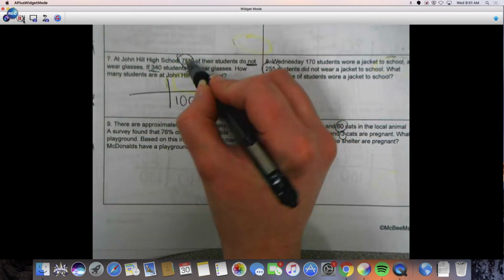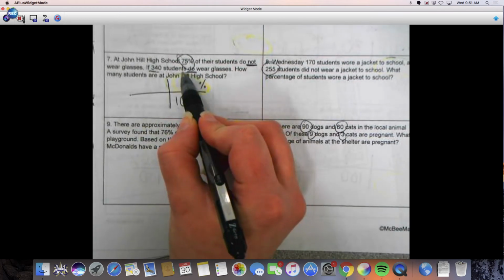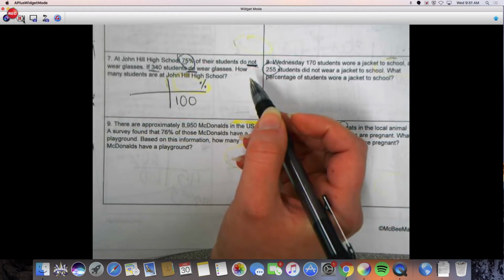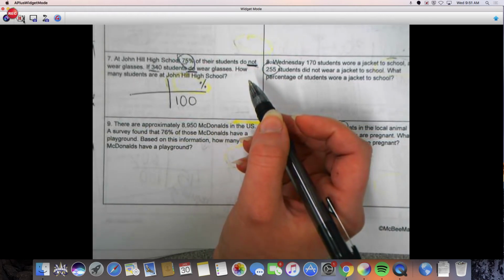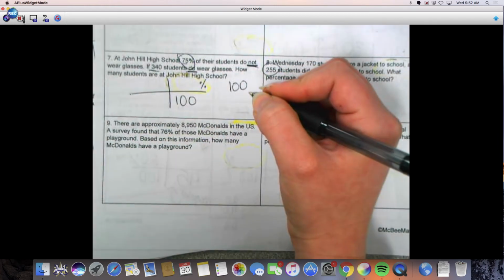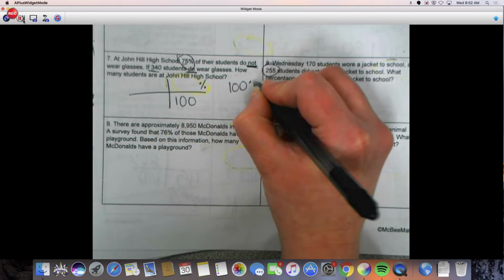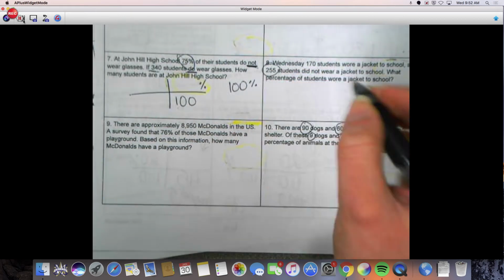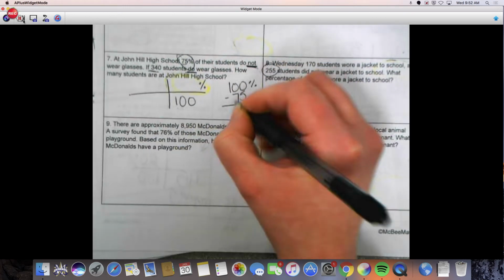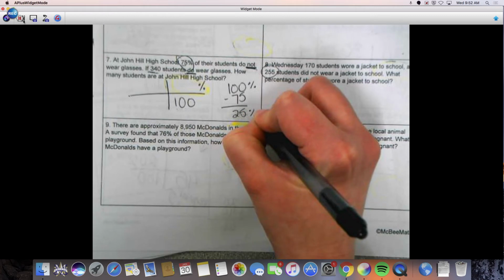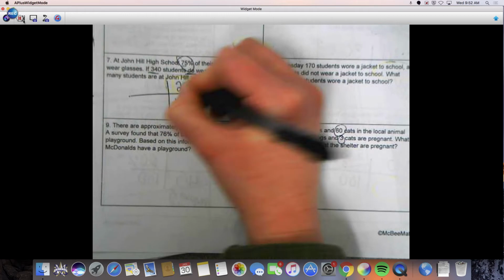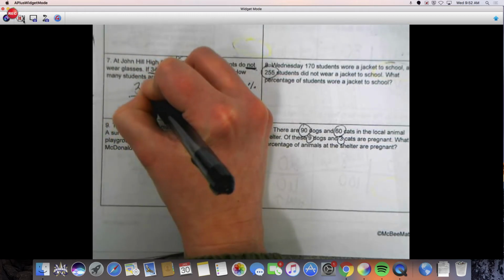Is 75% the number of students who do wear glasses? The number of students who do not wear glasses. How can I figure out the percent of students who do? Just subtract, right? A percent is always out of 100. So if 100% of students is the total amount of students, 75% of students do not wear glasses, then that means 25% of students what? Do wear glasses. So 25% and 340 students do wear glasses.